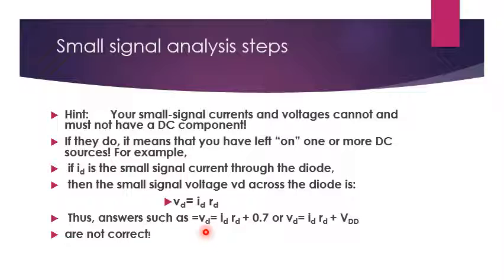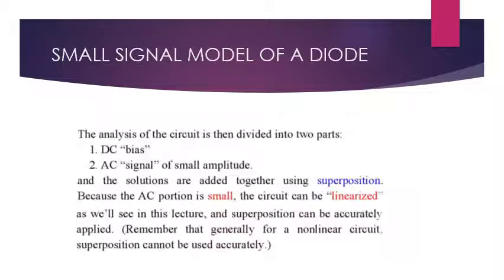So your answer is VD equal to ID into RD only. If, while writing Kirchhoff's voltage law around a loop, you get VD equal to ID RD plus 0.7, or VD equal to ID RD plus VDD, that is absolutely wrong. Clear? Because VDD is a DC voltage source. We should not have that. So any DC sources you have to remove. Clear? Now we'll see that.